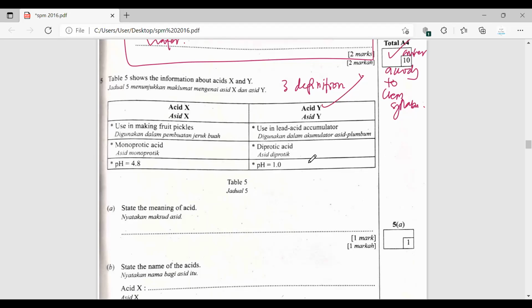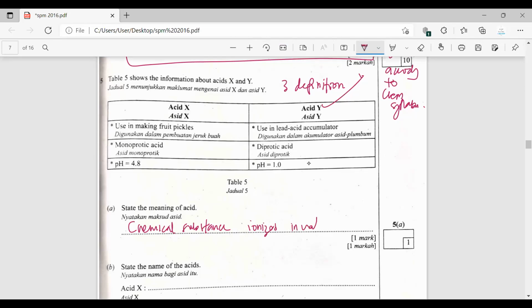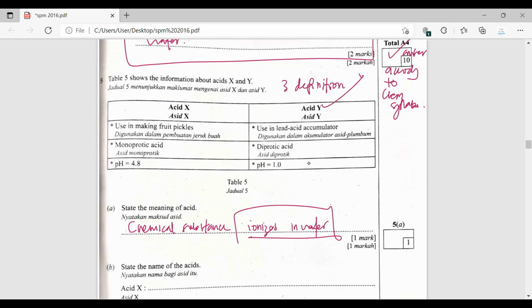Everybody give Tarun a round of applause. Well done. It's a perfect answer. He gave everything that is needed. It's a chemical substance. You must have the word ionizes in water. If you don't have the word ionizes in water, 0 marks. Then you put there to produce hydrogen ions. Perfect. Well done. Tarun, teacher so proud of you.